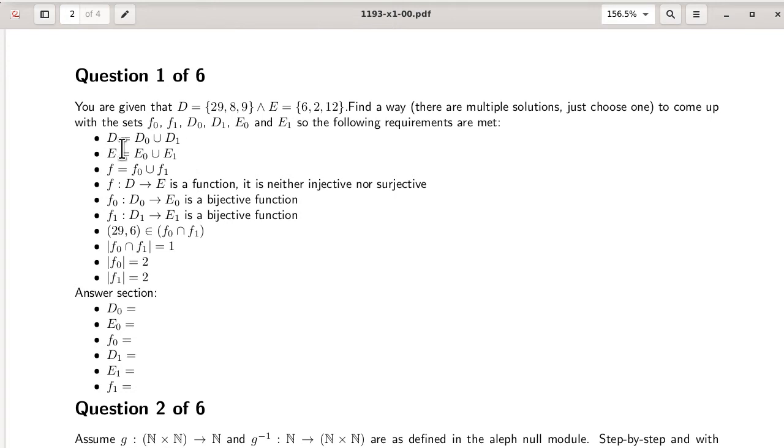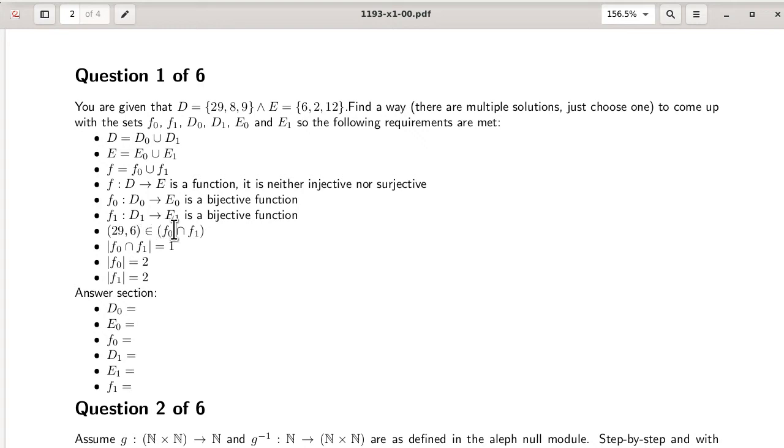D has to equal the union of D0 and D1. E has to be the same as the union of E0 and E1. F has to equal the union of F0 and F1. F is a function. In class I made the correction that it is not injective, but it is surjective. F0 is bijective, F1 is bijective, and D0 is the domain of F0, E0 is the codomain of F0. Likewise, D1 is the domain of F1, and E1 is the codomain of F1.